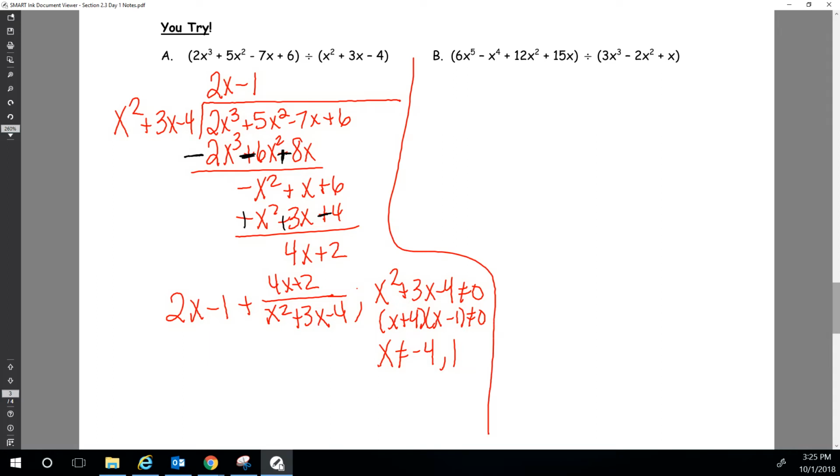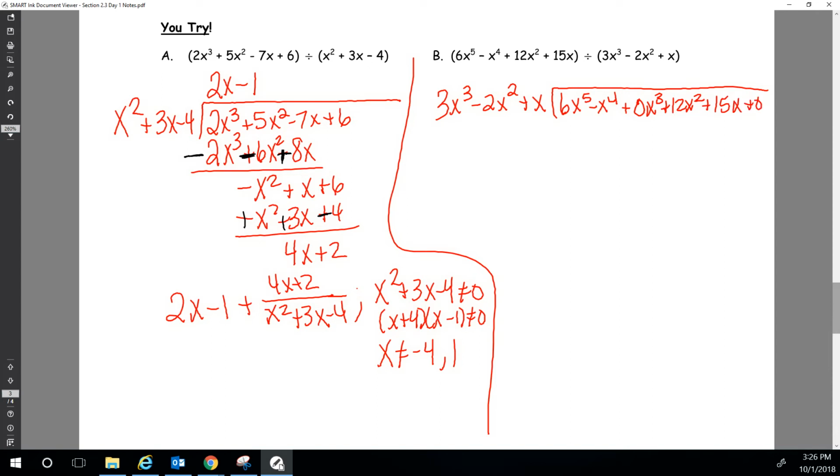All right, for B, we go 5, 4, whoops, we're missing 3, 2, 1, whoops, we're missing none. So 3x cubed minus 2x squared plus x on the outside. Inside the division house, I've got 6x to the 5th minus x to the 4th plus, not 12x squared, I need the 0x cubed, then plus 12x squared plus 15x, and then plus 0.